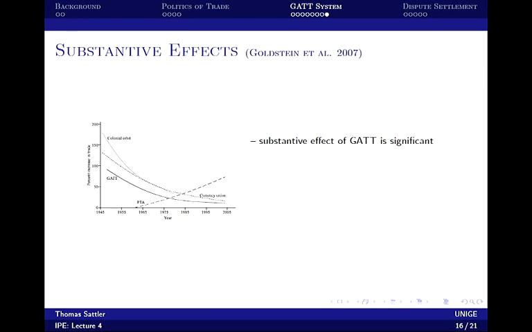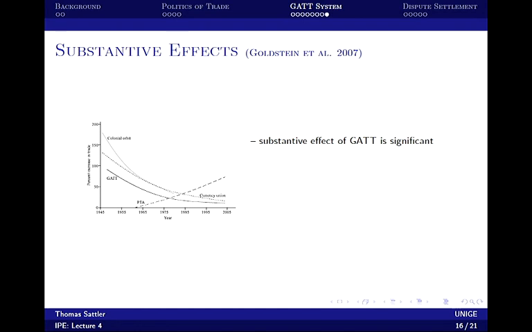So just one last thing on this study. What they also do is they compare the effect of the GATT membership and other potential drivers of trade and their effect over time. So you see this line here tells you the effect of GATT membership on trade between 2 countries from 1947 until 2004. And what you see is that at the beginning, being a GATT member in 1947 almost doubled the amount of trade that you had compared to countries that were not GATT members.